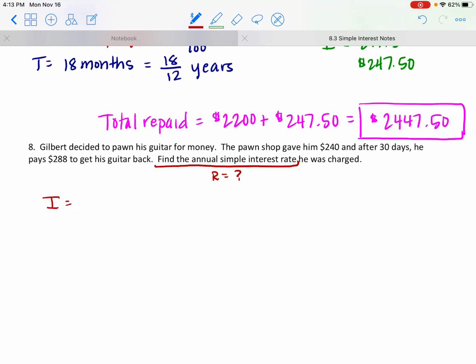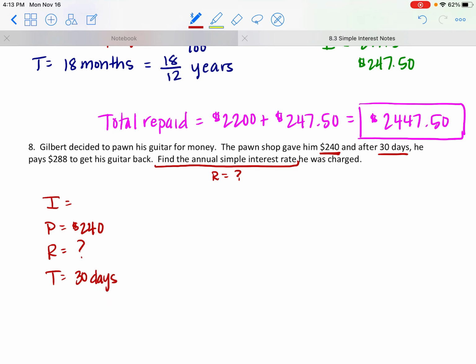So if we know that the rate is going to be the question, that means we have to have been given the other three variables in our formula. So let's start with the pawn shop gave him $240. That's the initial principal amount that he borrowed, $240. So I know that's going to go there. And it's after 30 days, so 30 days is going to be our time.